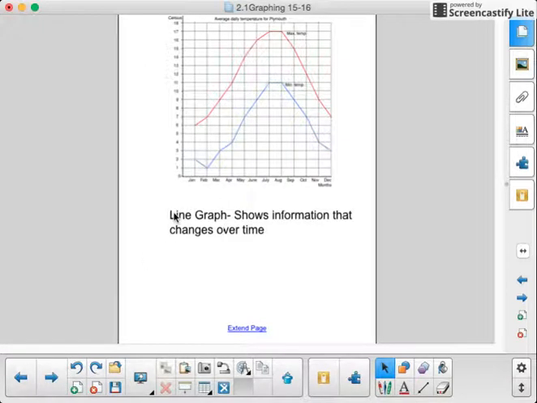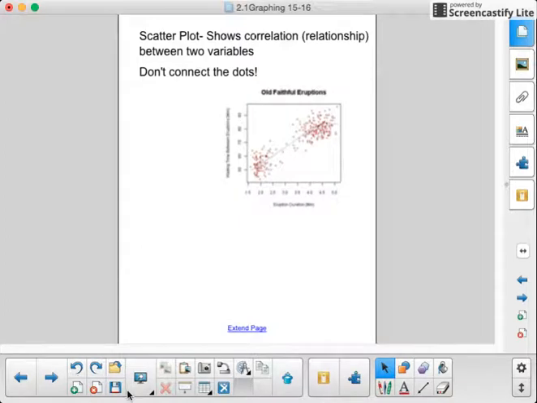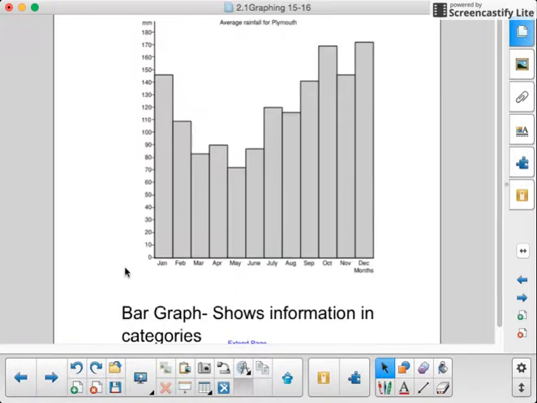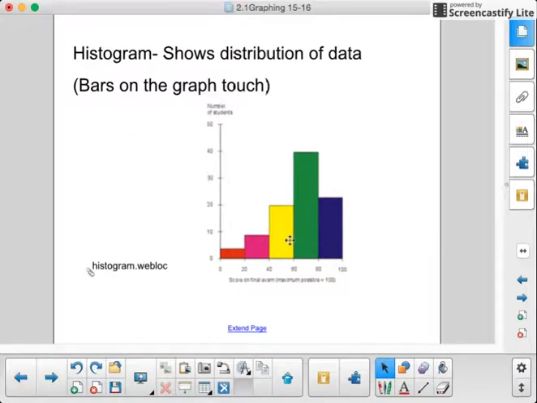Then you'll need to add this to your notes. A line graph is a graph that shows information that changes over time. This graph shows changes in temperature for the city of Plymouth throughout the calendar year. A scatter plot shows the correlation or relationship between two variables. We don't connect the dots. A bar graph, and this picture is actually a histogram. The bars shouldn't touch. A bar graph shows information in categories. A histogram has bars that touch. This shows the distribution of data, so now the bars do touch.